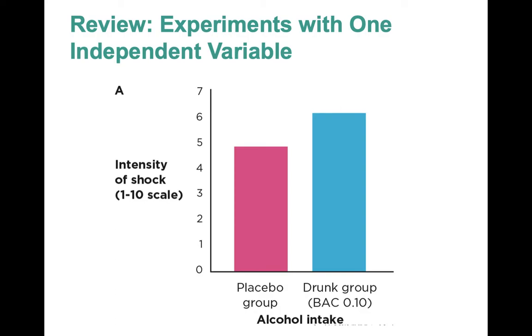Right here we've got a graph that shows the intensity of the shock. And what this graph shows is that the group of participants that were drunk administered more intense shocks. You can see the difference between those bars. So more intense shocks in the drunk group compared to the placebo group, all right? So that's just kind of a simple study, and we'll carry this example study through the lecture.